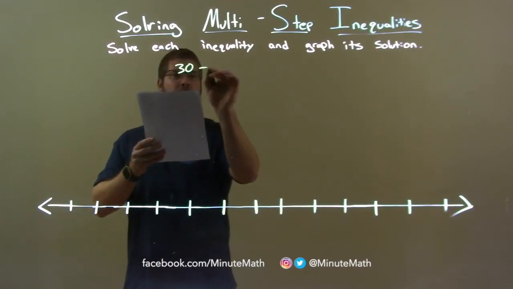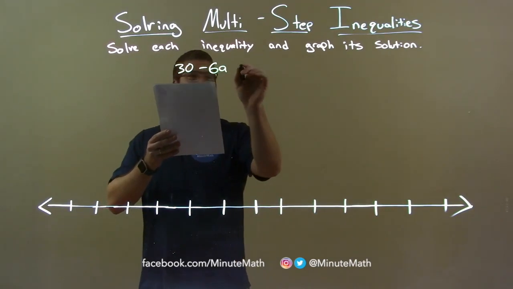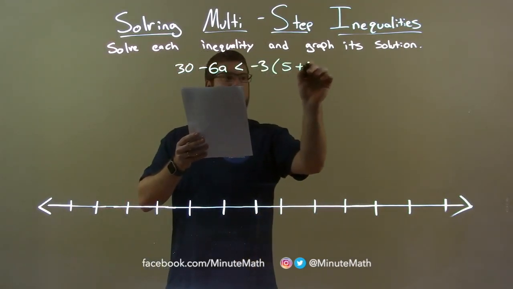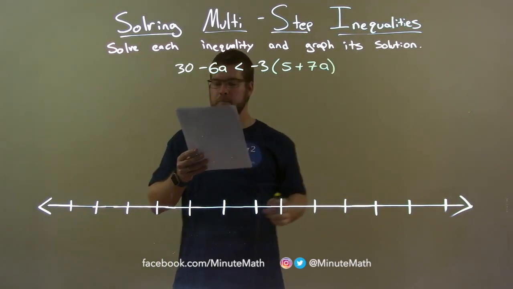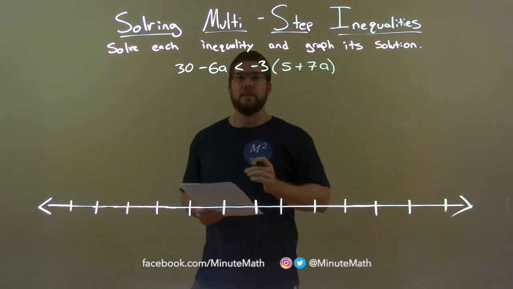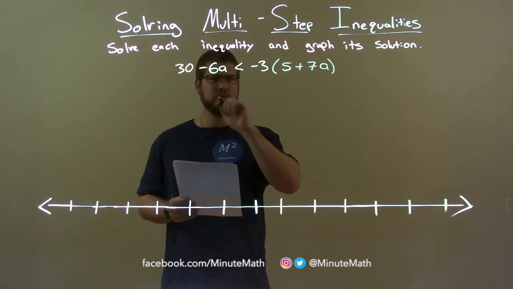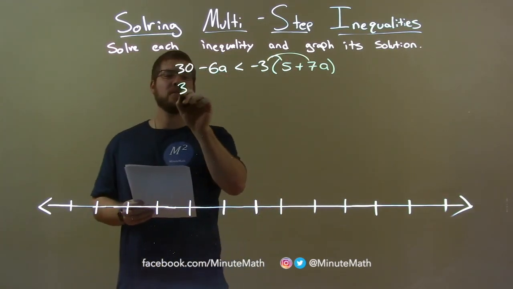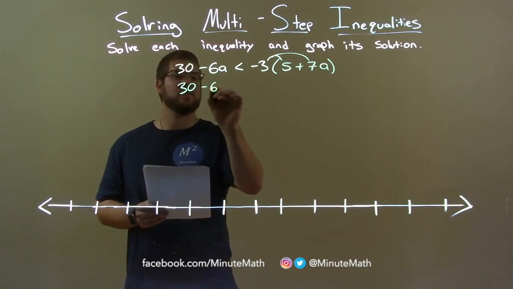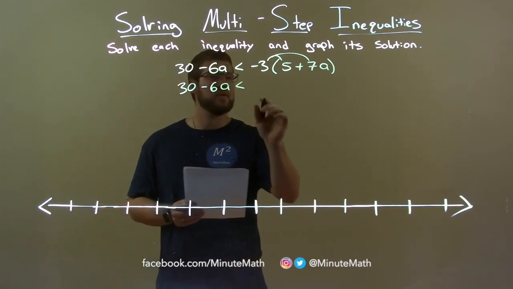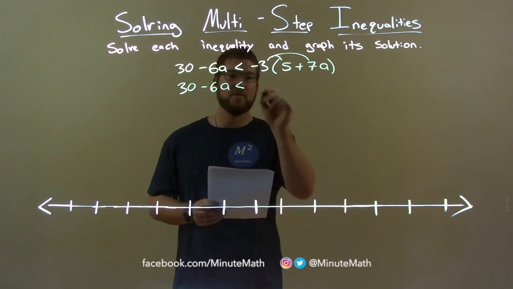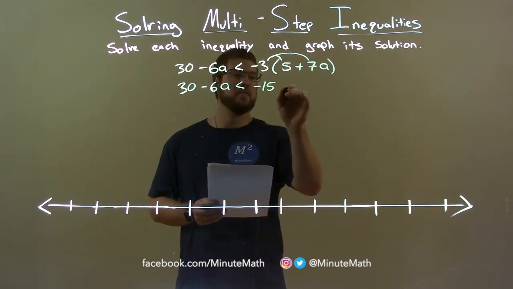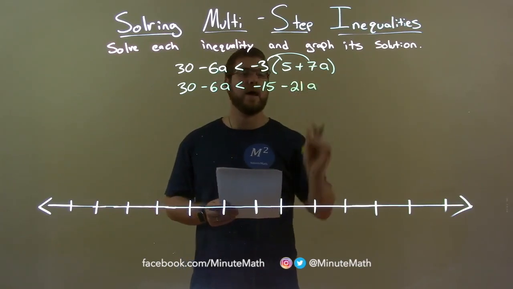30 minus 6a is less than negative 3 times 5 plus 7a. Well, to get a by itself, I want to first distribute this negative 3 to both parts there. So the left-hand side stays the same, 30 minus 6a. The right-hand side, negative 3 times 5 is negative 15, and negative 3 times 7a is negative 21a.